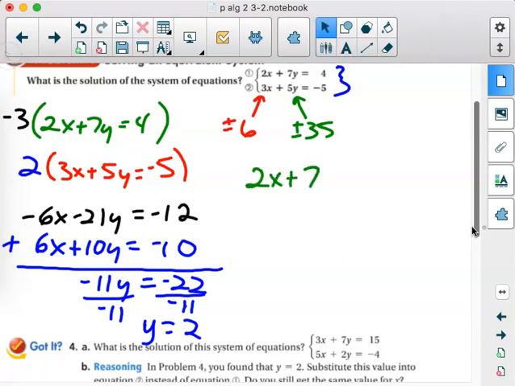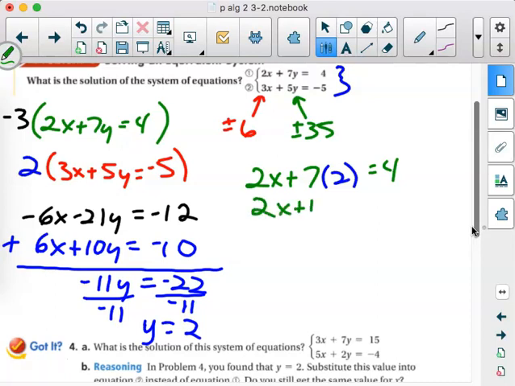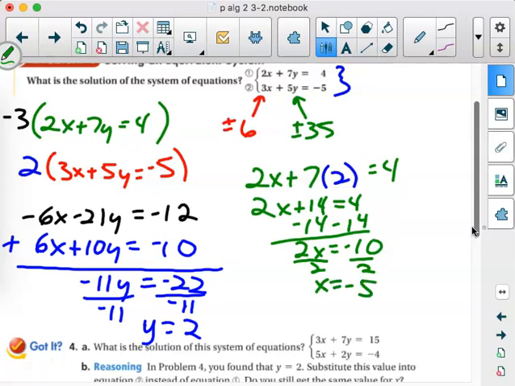And I'm going to put my y value of 2 in for y, and just do a little bit of algebra, and I'll be able to figure out what x is. So 7 times 2 is 14, and I subtract 14 from both sides. 2x is negative 10. Divide both sides by 2, and x is negative 5.